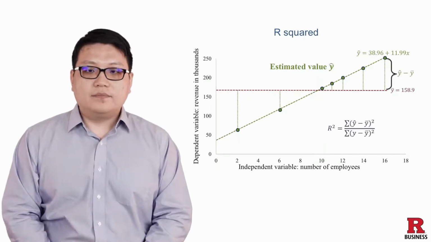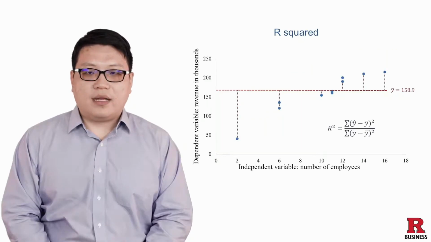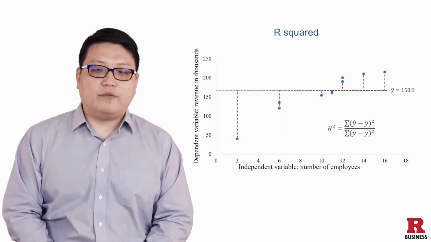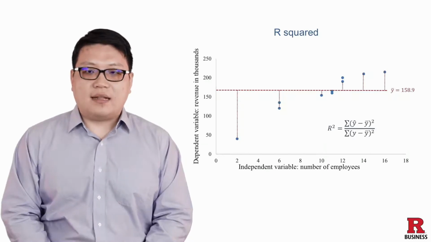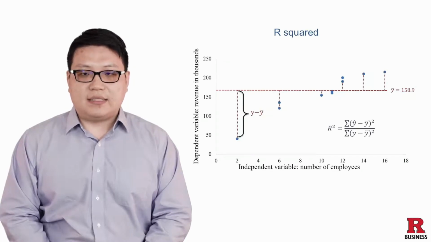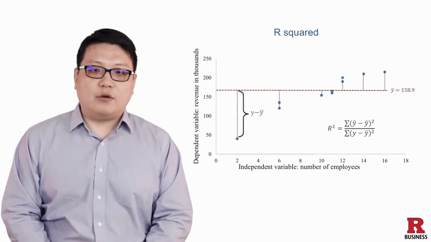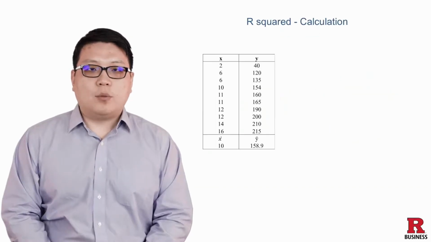Now, speaking of the denominator, where we look at y minus y bar, that is the distance from the actual value y to the average y bar. If we square that and sum them up, we can calculate the total variance of the model. So basically, what R-square is telling us is what percentage of the variance of y can be explained by our model.